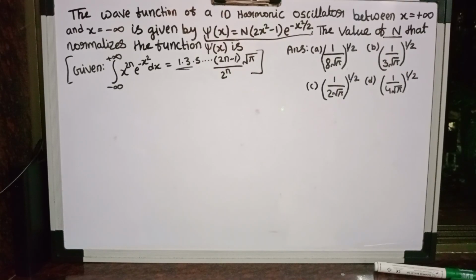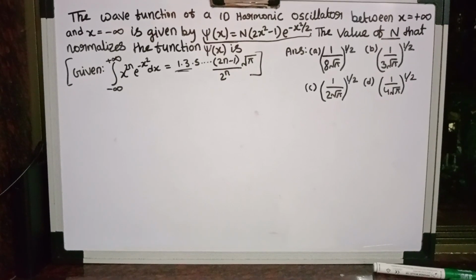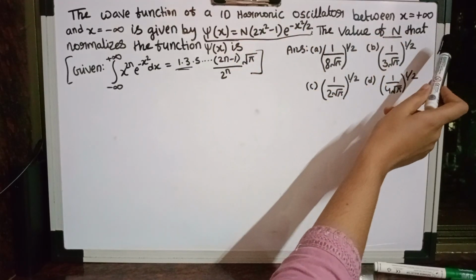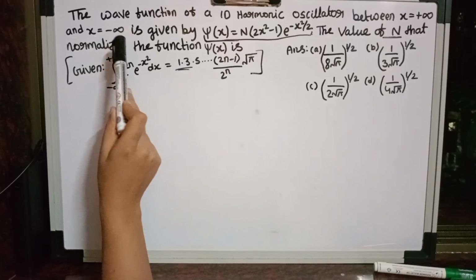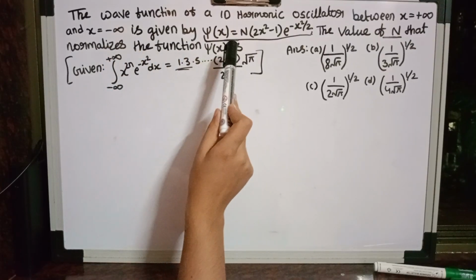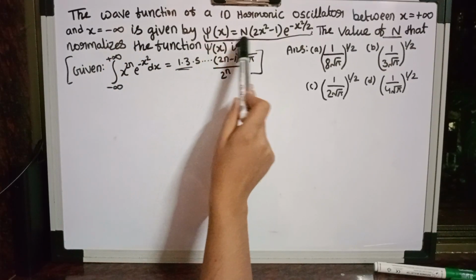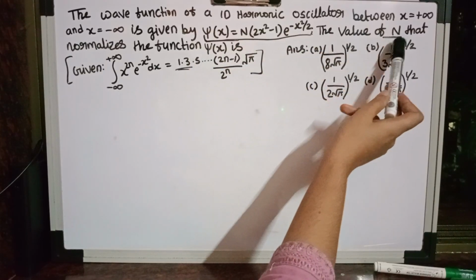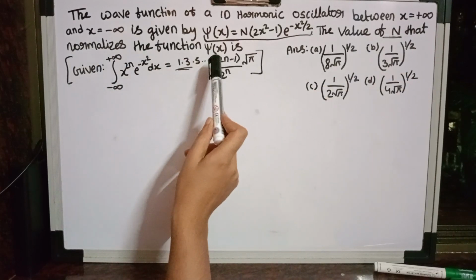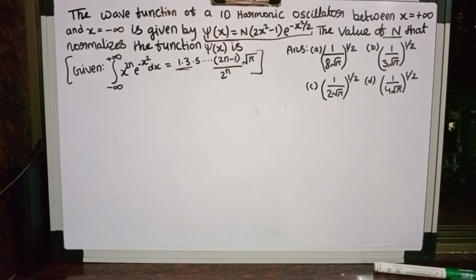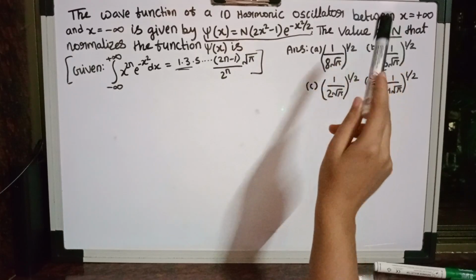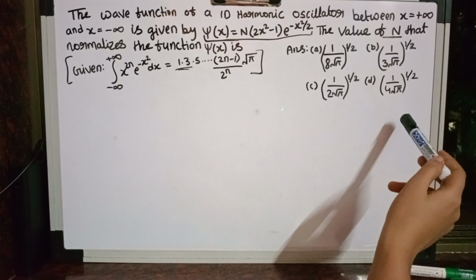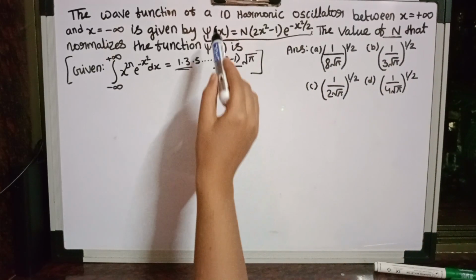So this is our question, and here we are asked: the wave function of a 1D harmonic oscillator between x equal to plus infinity and x equal to minus infinity is given by psi equal to N(2x² − 1)e^(−x²/2), and the value of N that normalizes the wave function psi of x is. So they have given us the wave function and they are asking the value of N, and these are the options given to us, and this is information given to us that we will use later in solving our question.